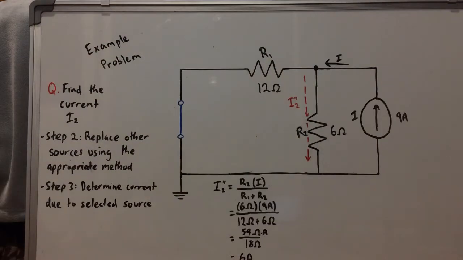Now we are going to repeat these steps with the current source, this time replacing the voltage source with a short circuit. The result is a parallel combination of resistors R1 and R2. Applying the current divider rule results in I2'' is equal to R1 times the current from the source, which is 9 amps, all over the sum of the resistors. This gives us a total current of 6 amps.